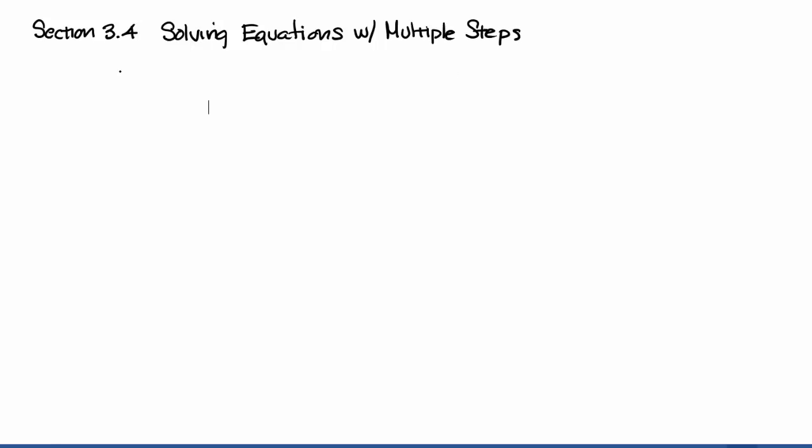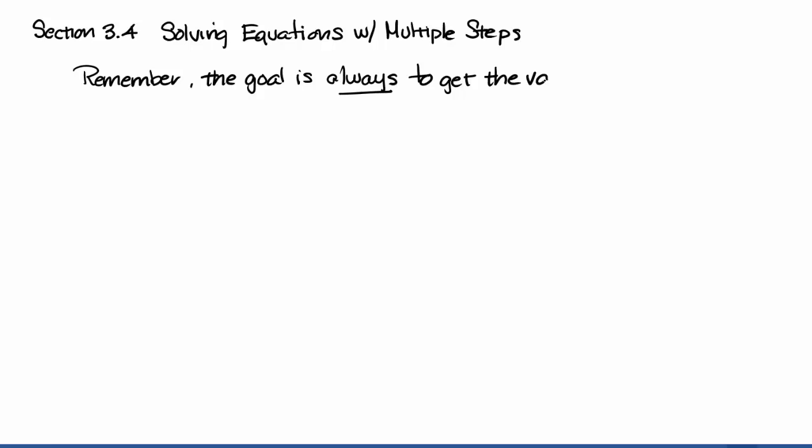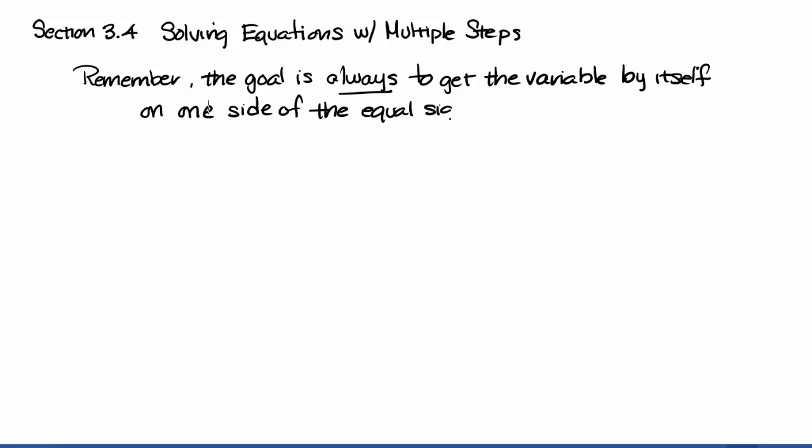Okay, so let's see. Remember, the goal is always to get the variable by itself on one side of the equal sign. Okay, so remember for a one-step equation, one step meaning it only takes one step to get the variable by itself.